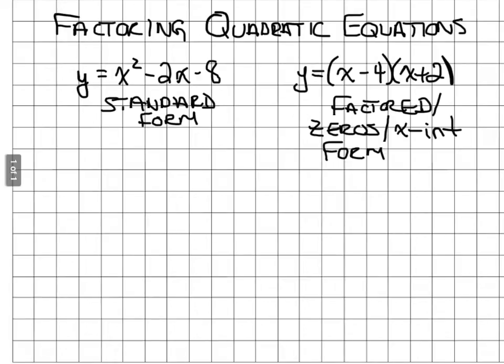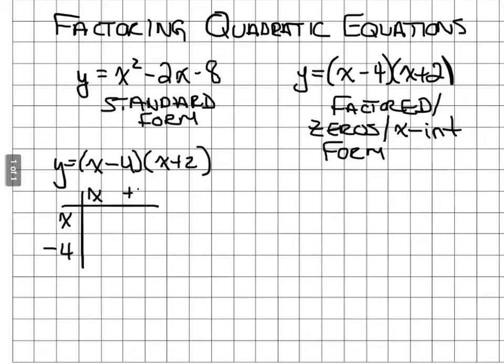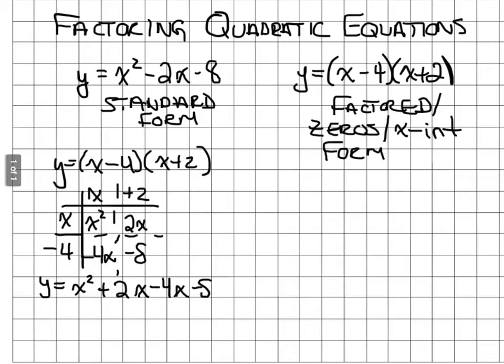So if I take y equals x minus 4, x plus 2, and I put it into my chart, I have x minus 4 down the side and x plus 2 across the top, and I fill in my chart. I have x squared, and I have 2x, minus 4x, and minus 8, and so in here is my expanded form. I'm going to write that out again. So x squared plus 2x minus 4x minus 8.